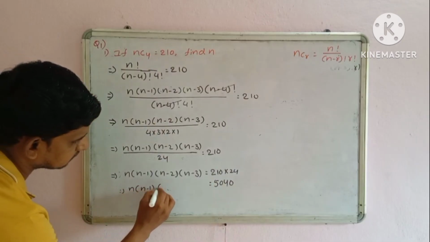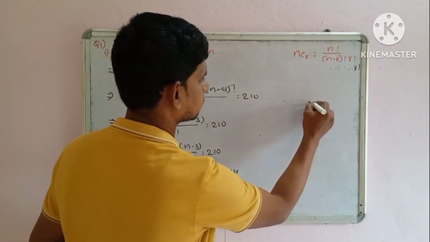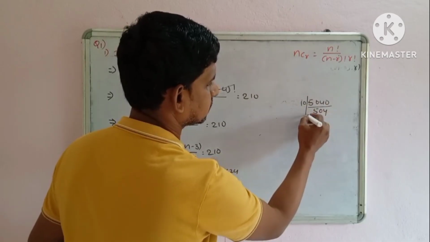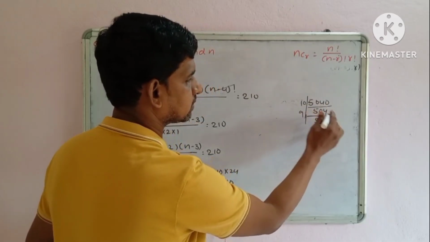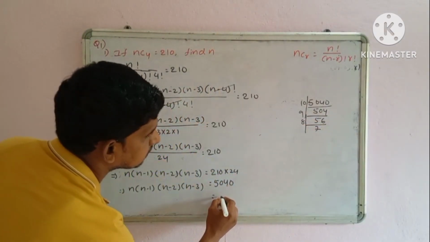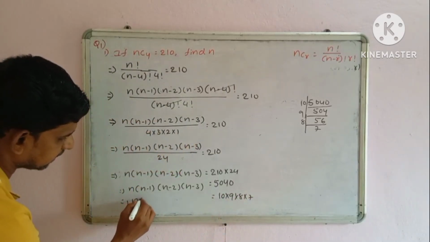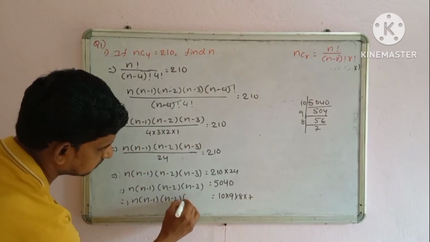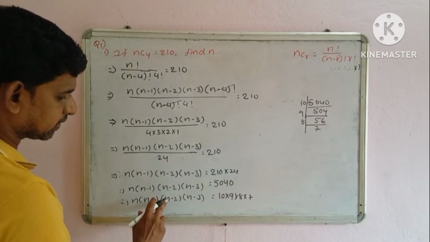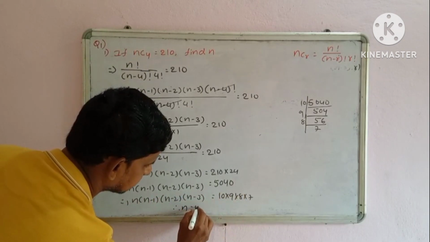So n into (n minus 1) into (n minus 2) into (n minus 3) equals 5040. 5040: 10 table, 10 fives, 10 fours, 9 fives are 45, 9 sixes are 54, 8 sevens are 56. So it can be written as 10 times 9 times 8 times 7, that is n times (n minus 1) times (n minus 2) times (n minus 3). Observe that n equals 10, n minus 1 is 9, n minus 2 is 8, n minus 3 is 7. Therefore, the value of n is 10.